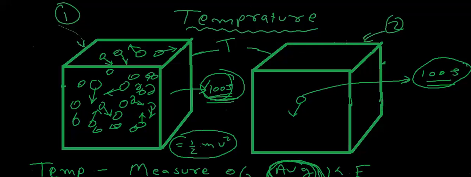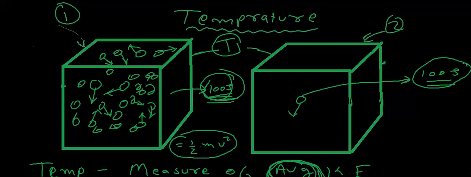Now let's go to box number 2 जहाँ पे बेचारा अकेला लावारिस एक molecule भटक रहा है. उसका kinetic energy निकालेंगे and let's say it comes out to be again 100 joules. Now if someone asks me कि बॉस किसका temperature ज्यादा है, the answer is कि दोनों का temperature same है.